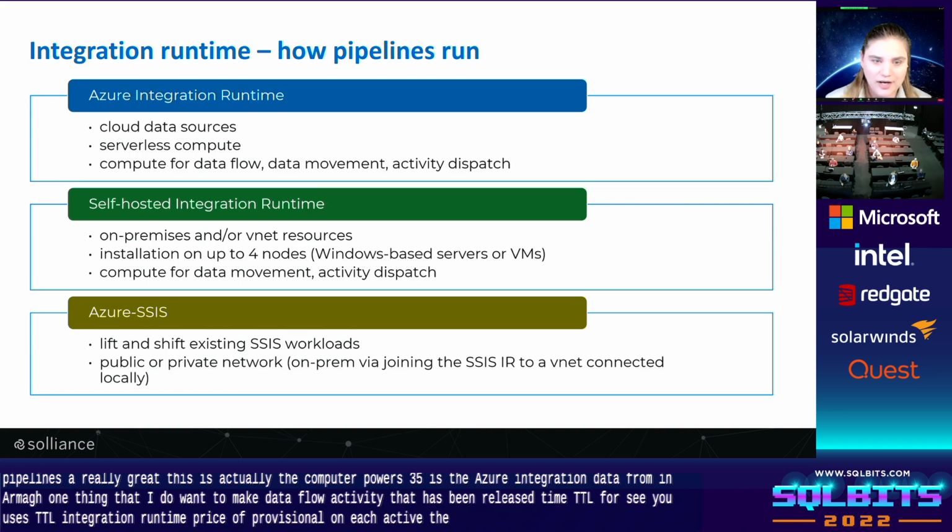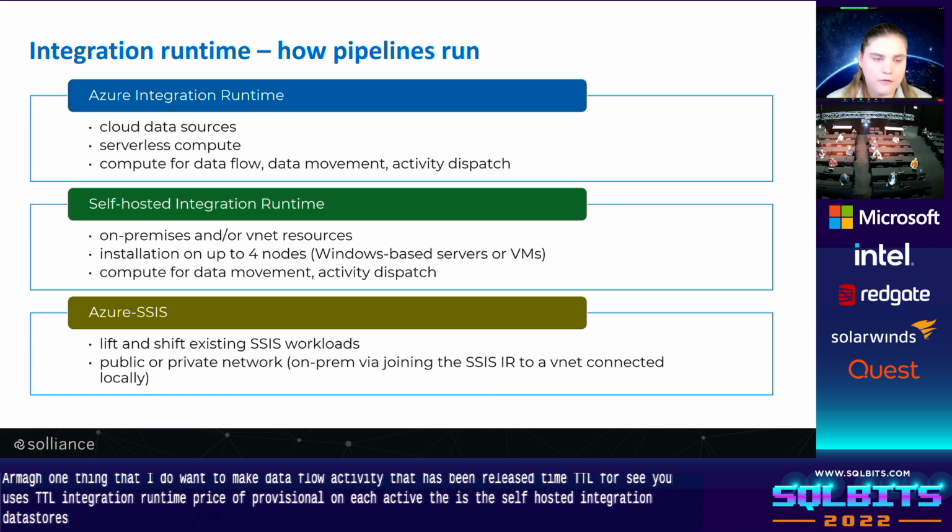The second one is the self-hosted integration runtime, and that's used to connect to on-premises data stores. Essentially, there's a piece of software that can be run on Windows-based machines that will bridge that connectivity between your Synapse workspace and your on-premises data sources. You have the option of installing onto a single node, but if you wanted to have scalability, you can go up to 4 nodes.